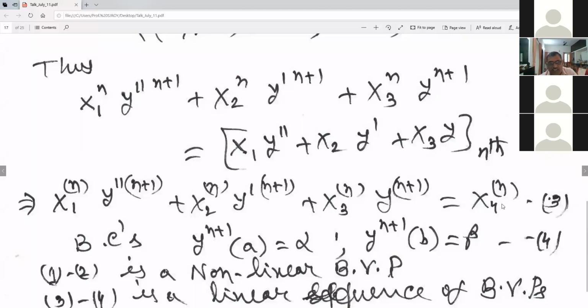Now you start with an initial guess. Suppose these boundary values are the solution. We started with y at 0 equal to alpha and y at b equal to beta. So for this ordinary differential equation, this is a single equation.